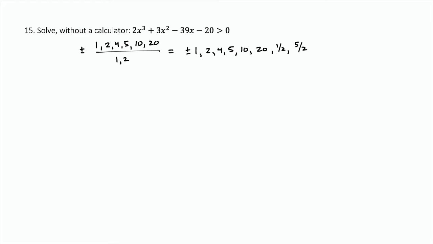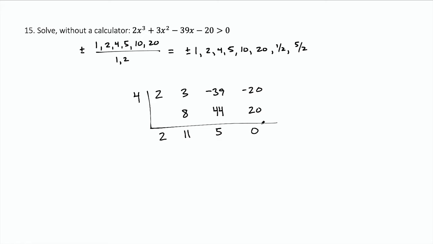So we need to test some of these, and in the interest of time, I'm not going to go through all the different possibilities. I'm just going to skip to what I believe is going to work, which is 4. I think will work. So we'll bring 2 down. 2 times 4 is 8. 3 plus 8 is 11. 11 times 4 is 44. Negative 39 plus 44 is 5, and 4 times 5 is 20. We add those and we get 0. So we found a 0 there.